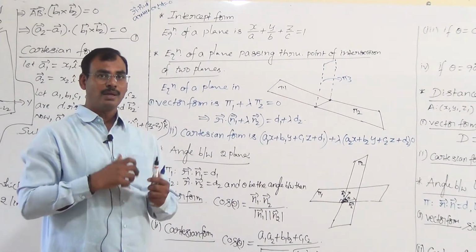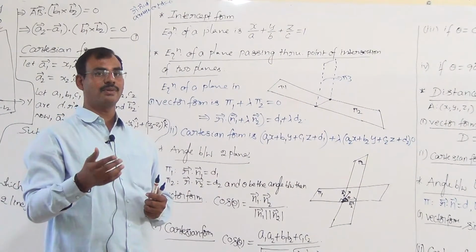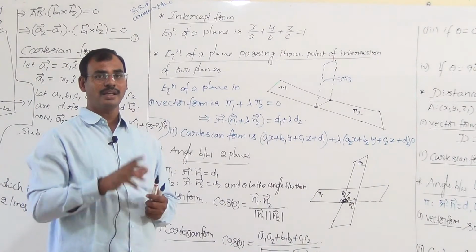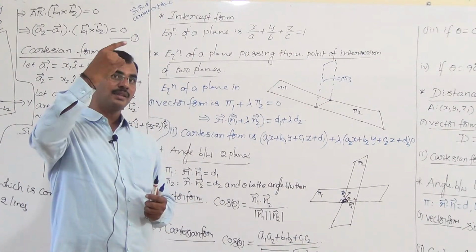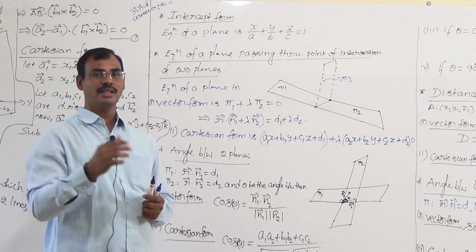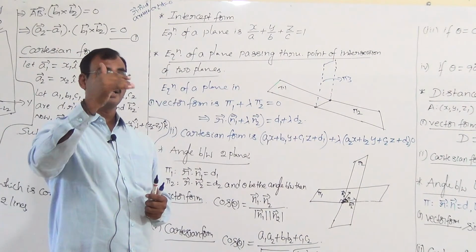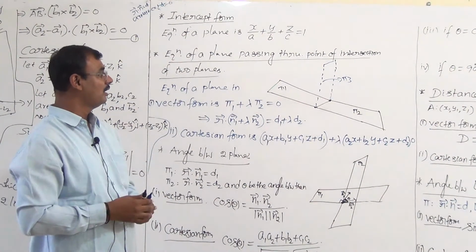What is the general form of a plane equation? The general form of a plane equation in vector form is r bar dot n bar equal to d. Here n bar is the normal vector only, whereas there n cap is the normal unit vector. Here d is a simple constant, but there d is the perpendicular distance of the plane from the origin. That is the difference.